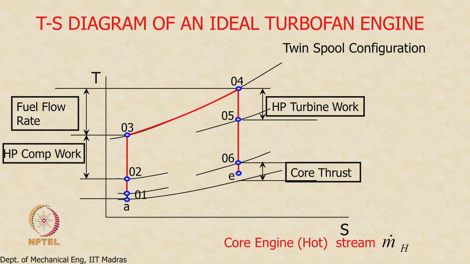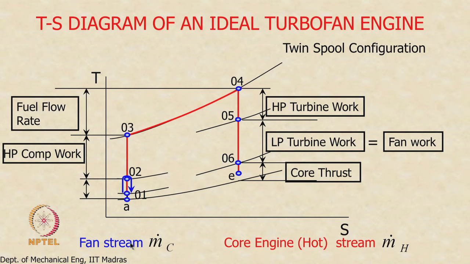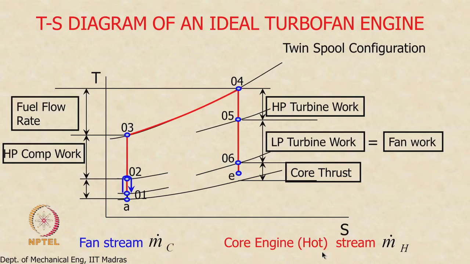What I am going to do next is overlay the thermodynamic processes undergone by the air that goes through the fan alone, or the bypassed air alone. We denote that mass flow rate as m dot c. So this is the fan stream. m dot c is the amount of air that is bypassed around the core engine. So the total mass flow rate through the entire engine is going to be equal to m dot c plus m dot h. Writing it this way is more convenient because the bypass ratio is equal to m dot c by m dot h. So writing it this way is easy.